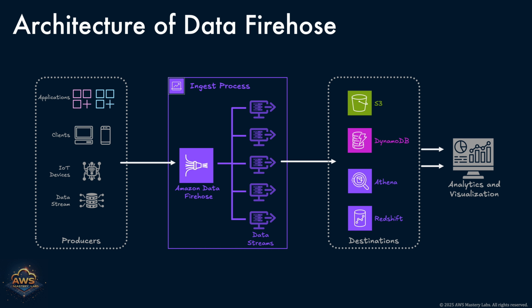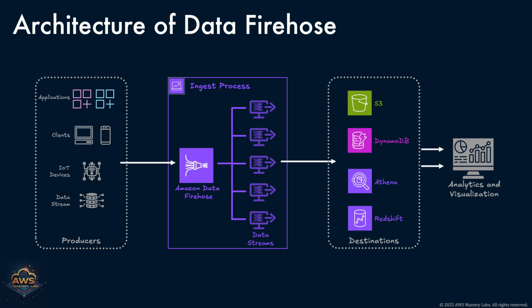From there, Firehose routes the prepared data to one or more destinations shown on the right side of the diagram. For scalable object storage, it delivers data to Amazon S3. For interactive querying, it can send data to Amazon Athena. If you need real-time analytics over structured data, Amazon Redshift serves as the data warehouse target. And in some cases, the data might even be routed into Amazon DynamoDB to support low latency, NoSQL applications.